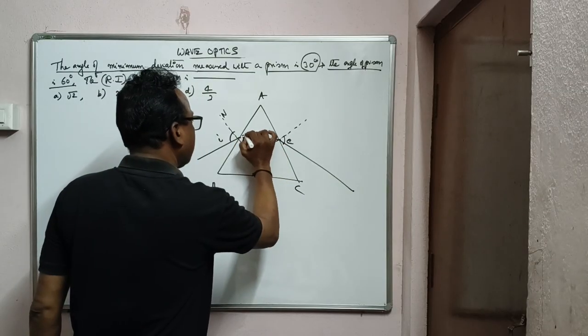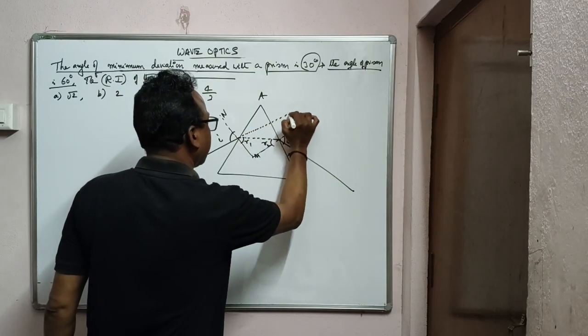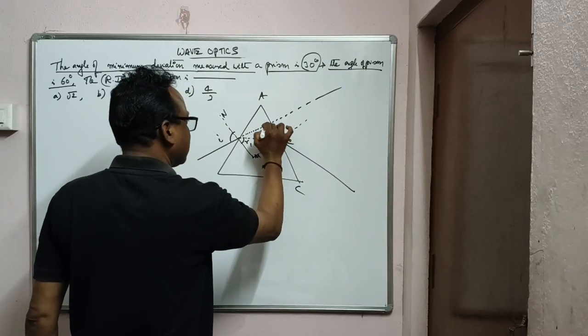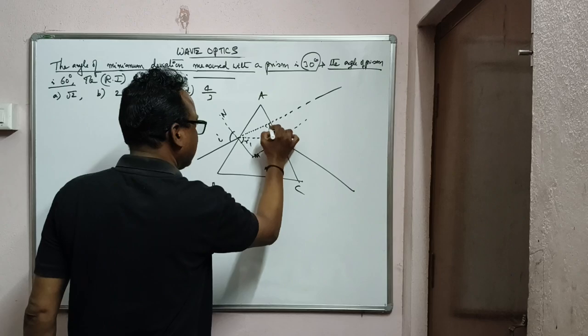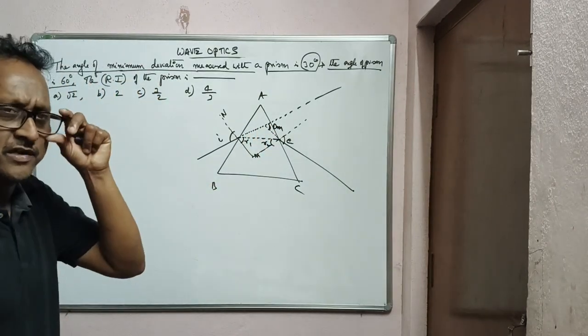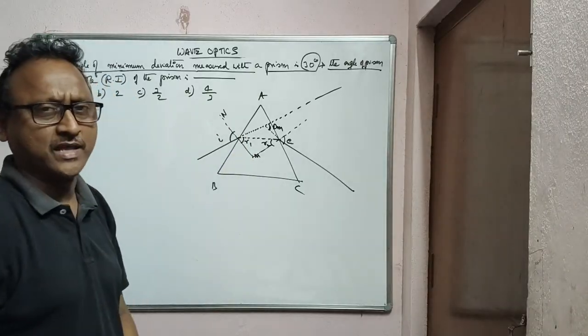And now suppose this medium is not there, the light would have gone straight. Now if you extend these two lines, both will be meeting here. This is called DM, and that is the minimum deviation angle. So this is basic geometry in mathematics.